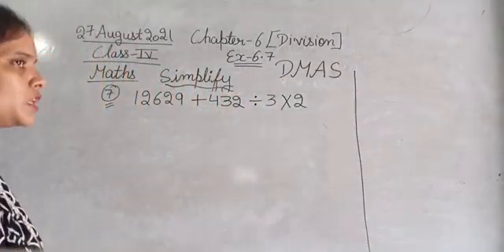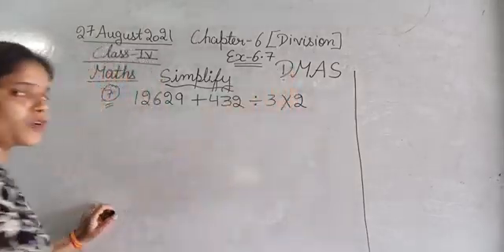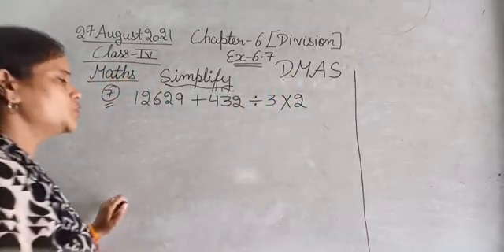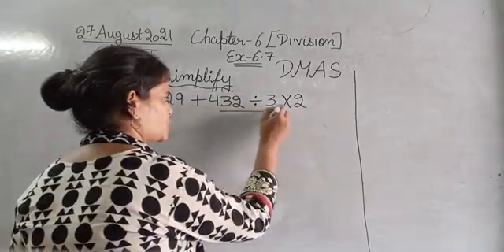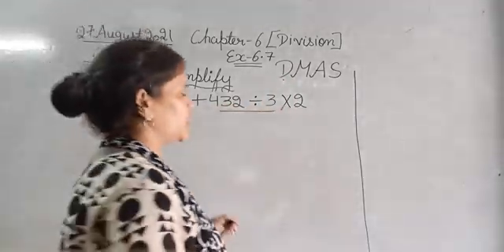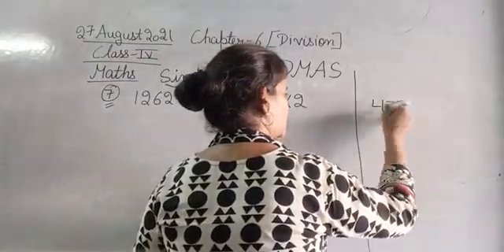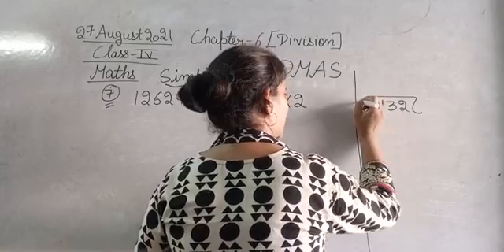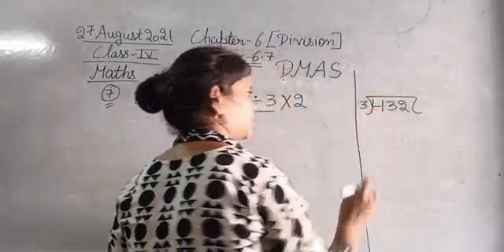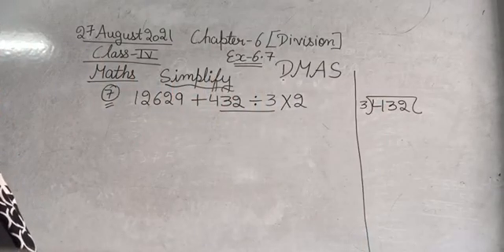So first of all, we will do the division. So D stands for division. So let's divide 432 with 3. So 432 divided by 3.